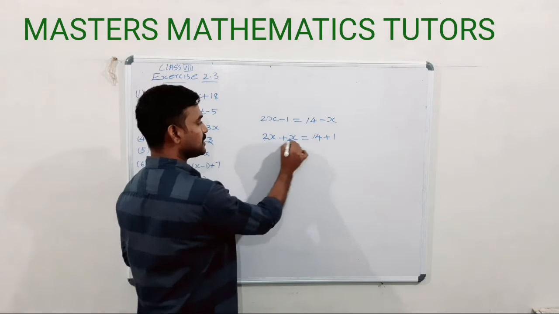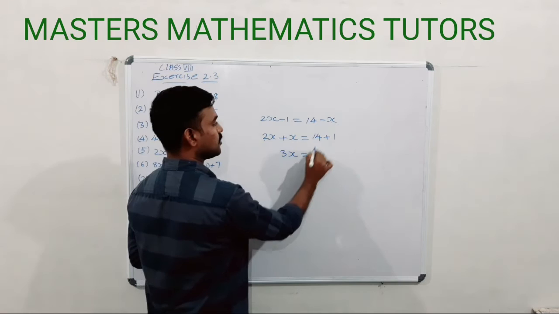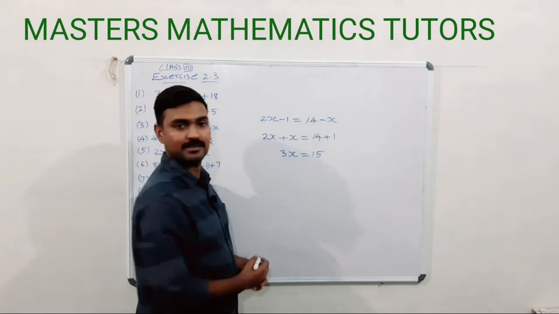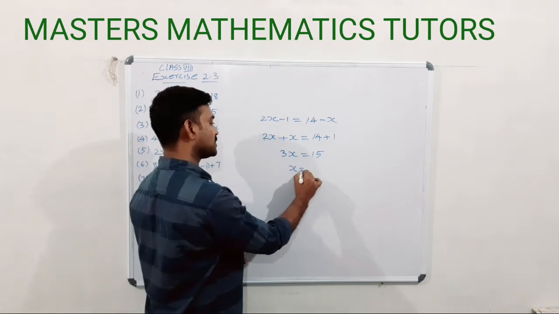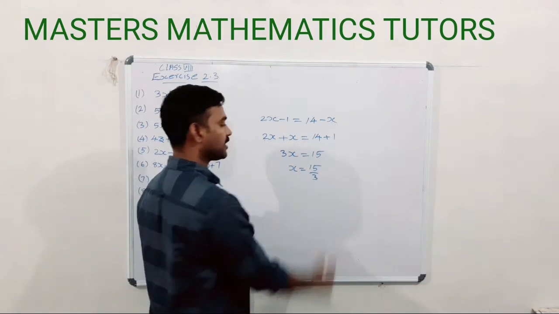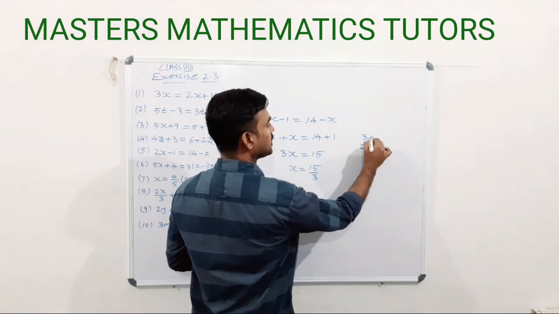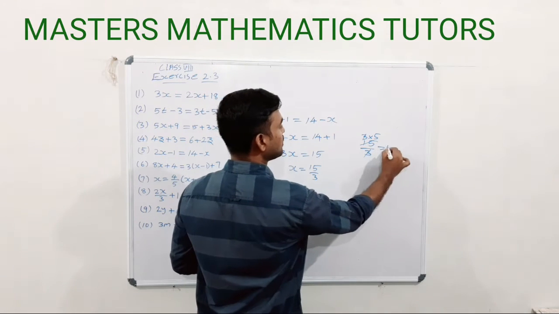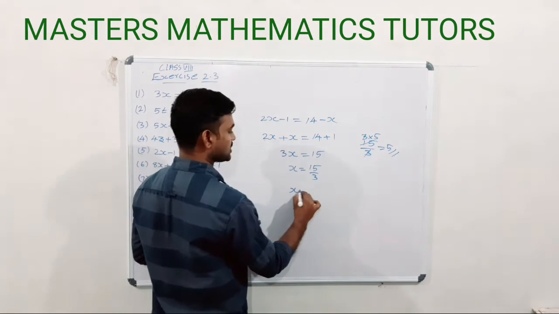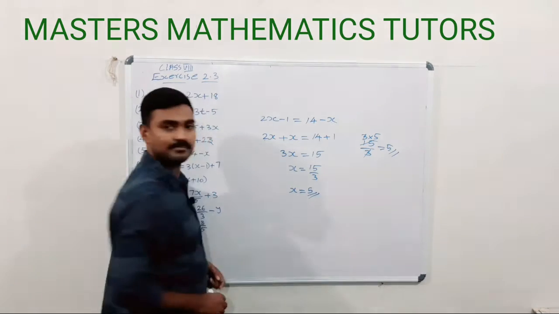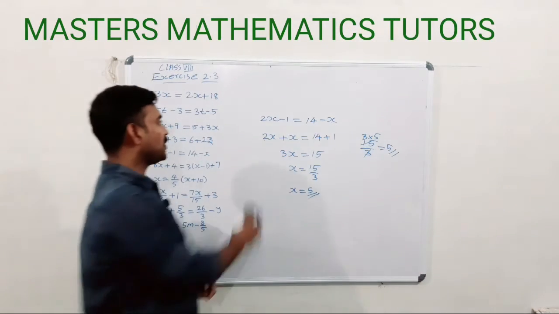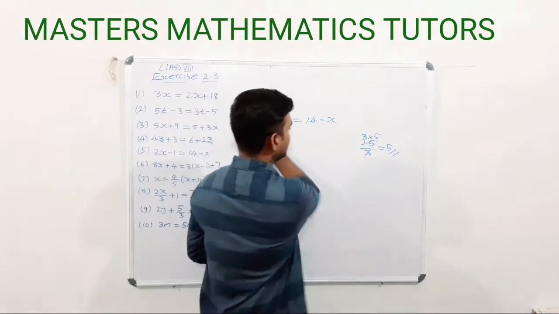We know that 2x plus 1x is equal to 3x. 14 plus 1 is equal to 15. So x is equal to 15 divided by 3. We know that 15 divided by 3. 15 means we know that 3 into 5. There is 3 and 3 cancel. We get the answer 5. So x is equal to 5. Clear? Yes. So we are going to sixth question. Question number 6.